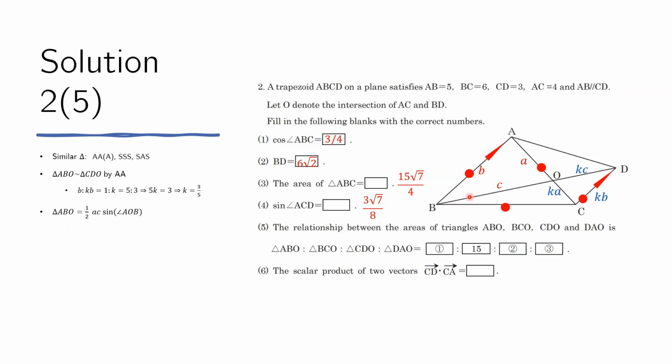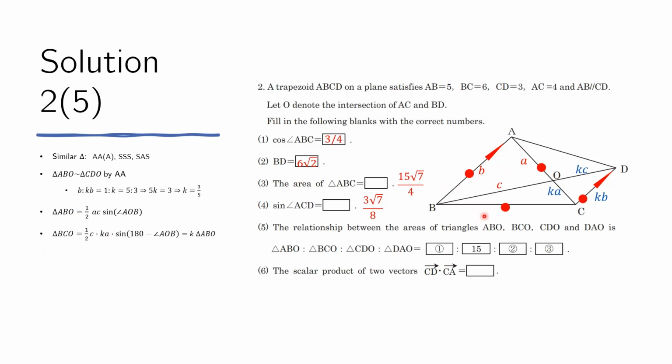Next, we also know that the area of ABO can be computed by 1/2 times this side times this side times the sine of this angle here. That's what we have here. So we've used this formula for the area in the previous problems, and that's for this triangle.